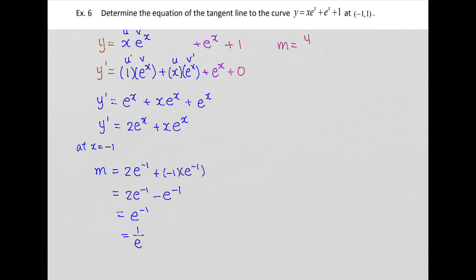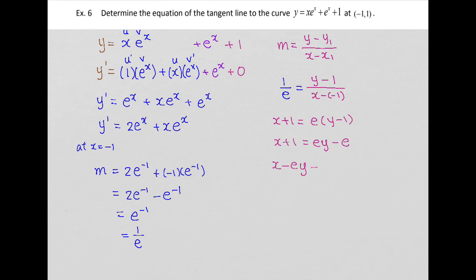Next, let's find the equation. In order to find the equation in standard form, we could just use the slope formula. So m will be 1 over e equals (y minus y1) over (x minus x1). y1 is 1, x1 will be -1. And let's do cross multiplication. You get x plus 1 equals e(y minus 1). And expand it and move everything to one side. And this is going to be your standard form of the equation of the tangent.